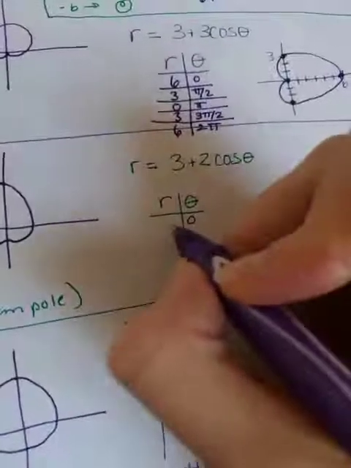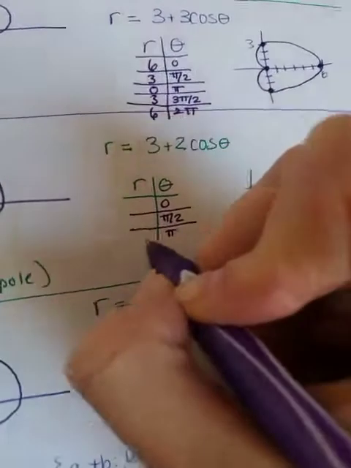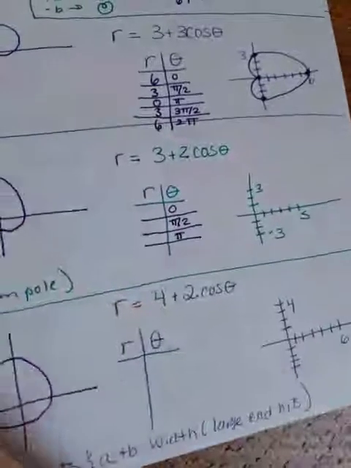Okay, and here I go again, my table. I'm picking the same values again because those tell me the max and min values of your cosine.